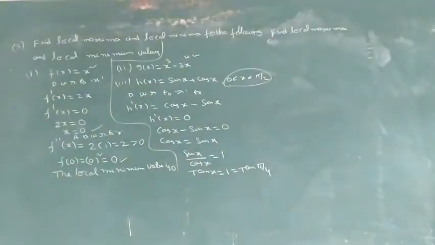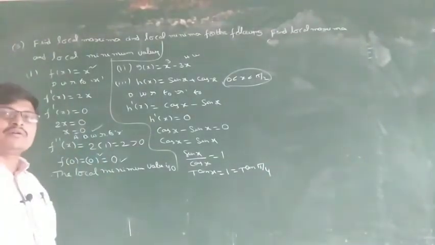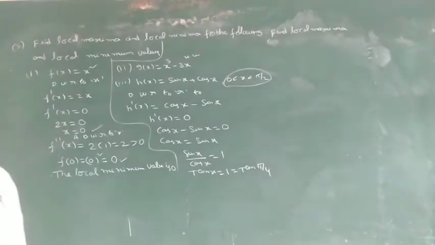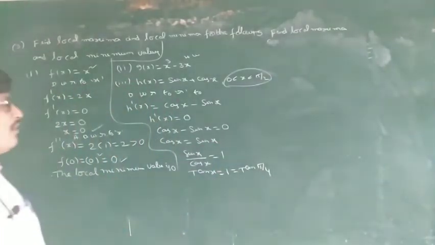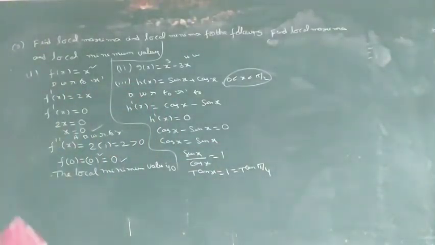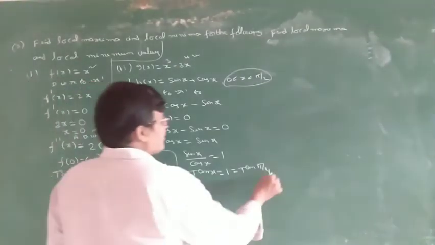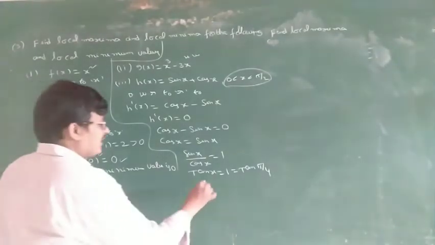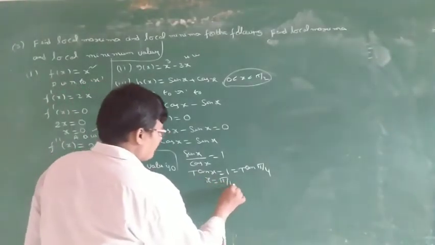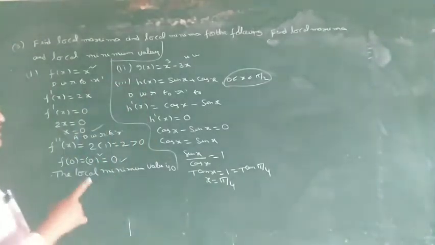Tan is positive in the first quadrant and third quadrant. Third quadrant is 180 plus theta, which is above 90. In the given problem, the condition is that the x value is only between 0 and pi by 2. So pi by 4 lies between 0 and pi by 2. So finally, x is equal to pi by 4.